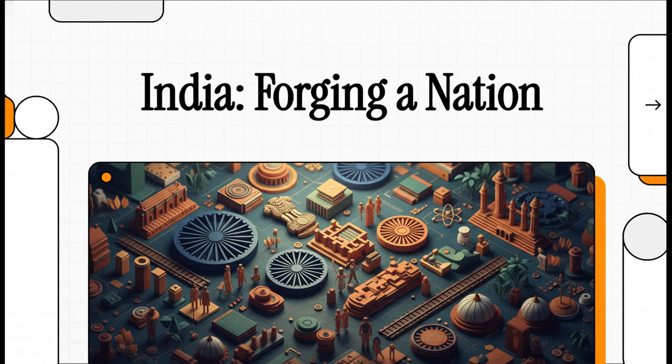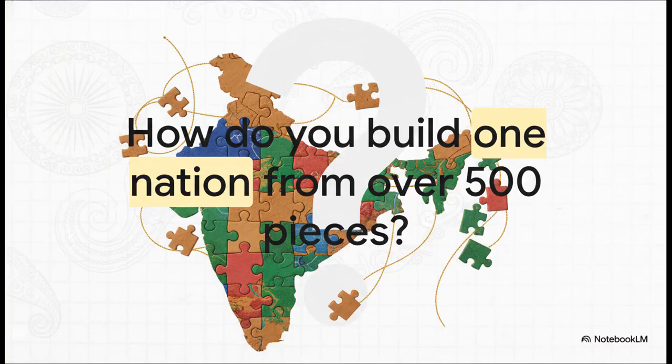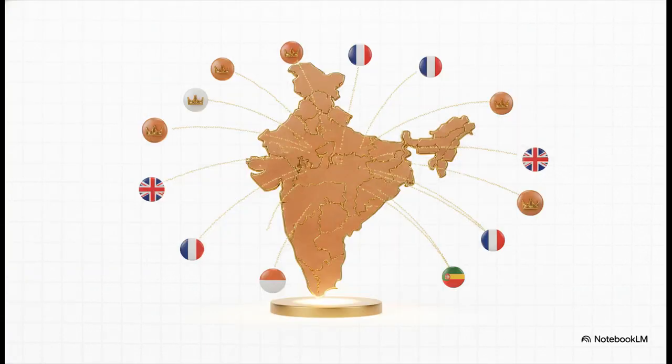Welcome to the Explainer. Today, we're diving into how modern India was built right after independence. So, the map of India you see today, well, back in 1947, it didn't look like this at all. I mean, how do you take 500 different pieces and build one nation? That was the challenge. First up, political unification.